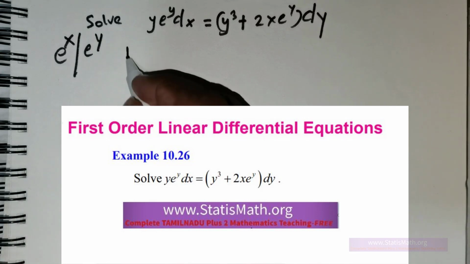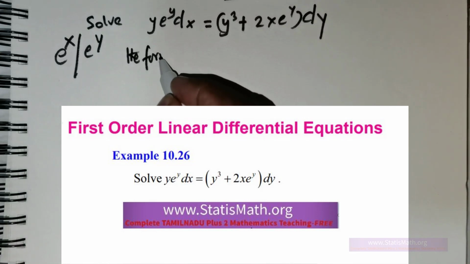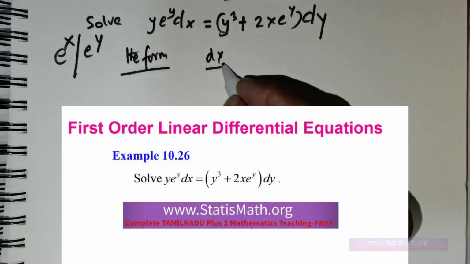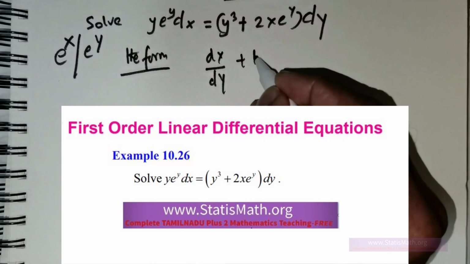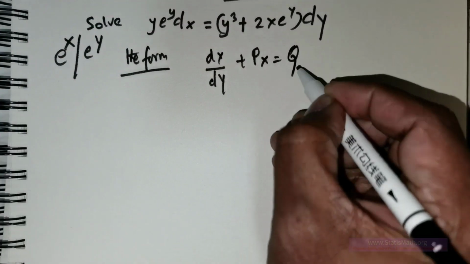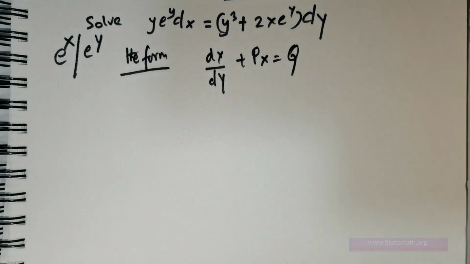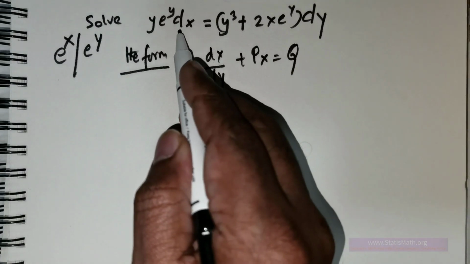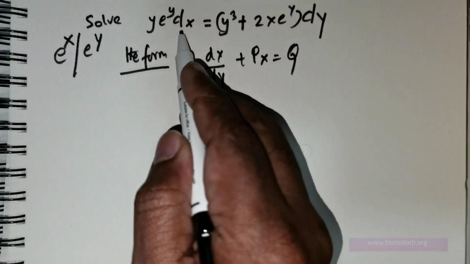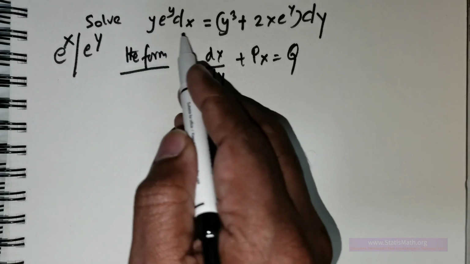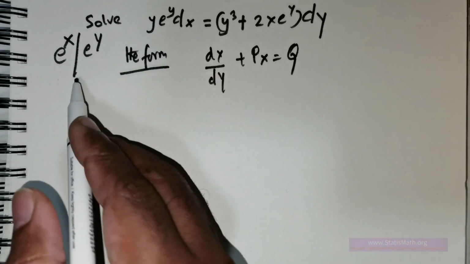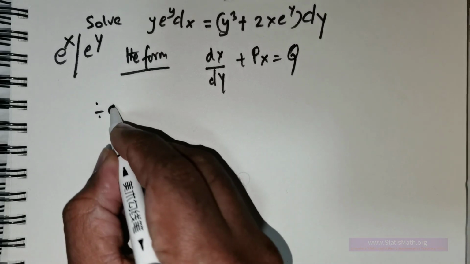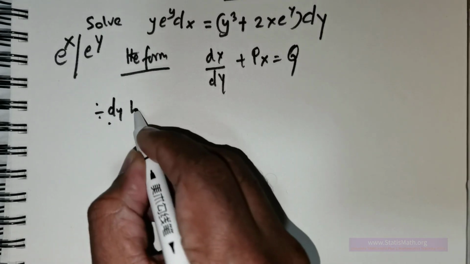So that means the form that we are looking at is not dy over dx plus Px equals Q, but dx over dy plus Px equals Q. So this is the form that we are looking at, and we need to convert everything into this form. For that, we have to make the division. So we are going to be dividing by dy on both sides.